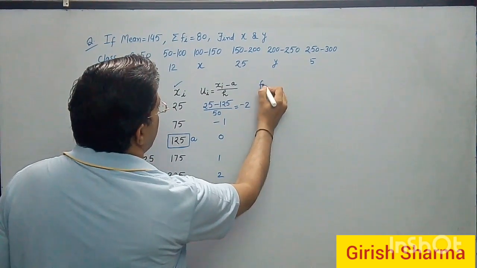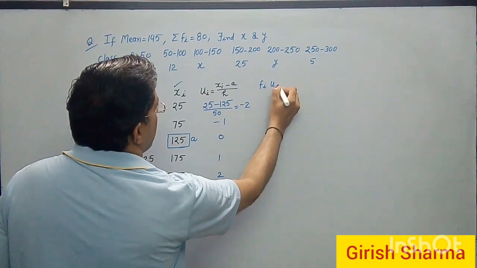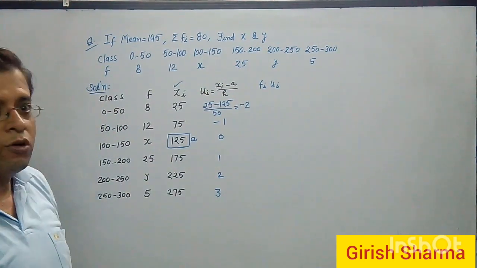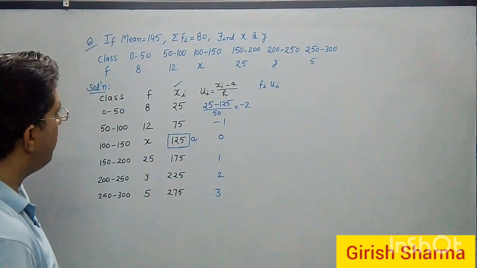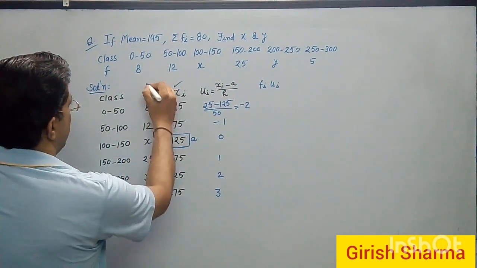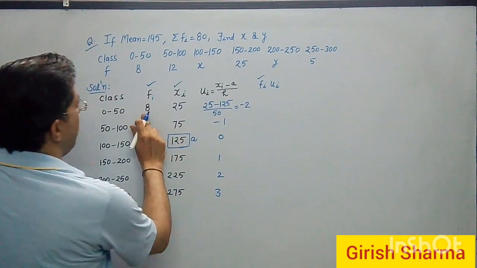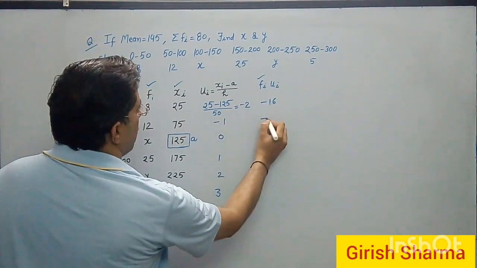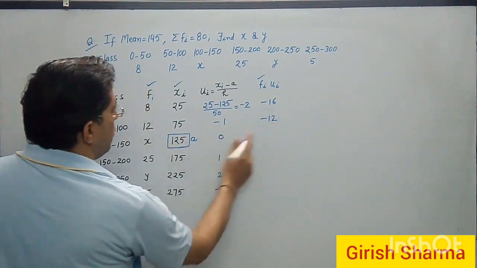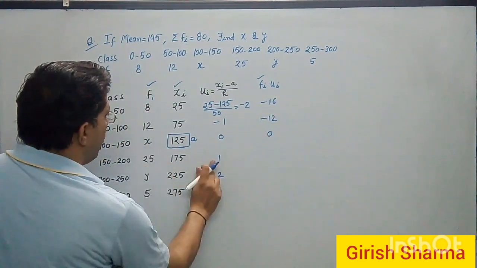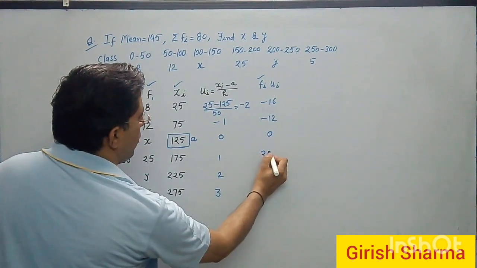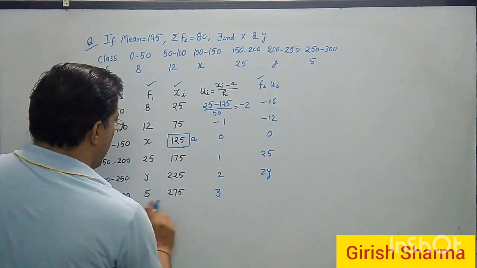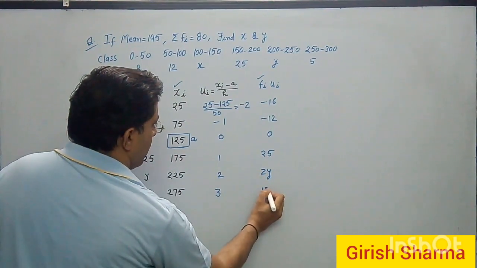After that you have to find out fi ui. In fi ui what to do? You have to find the product of this fi and this ui. Multiply: 8 times, this is minus 16. This is minus 12. x into 0 is 0. 25 into 1 is 25. 2y is 2y. 5 into 3, 15.